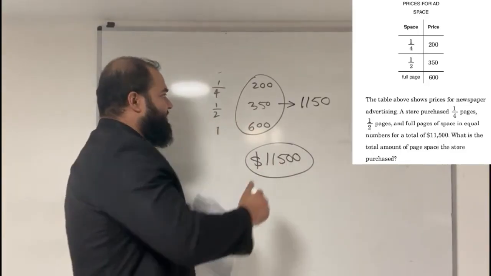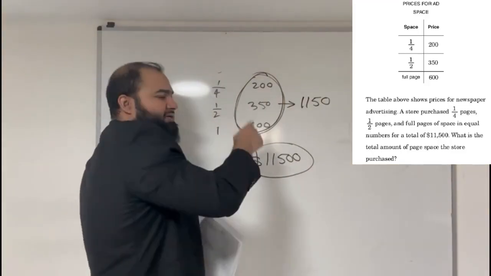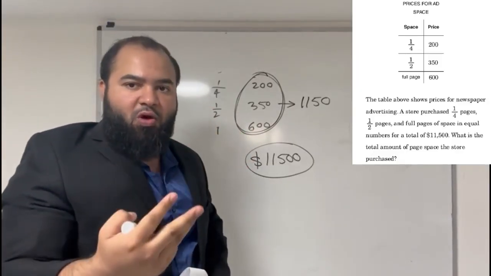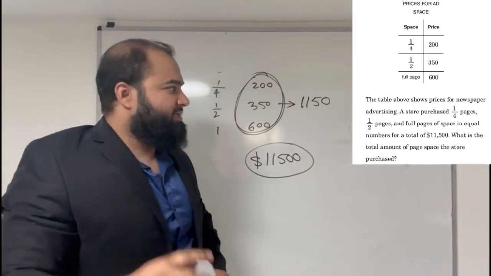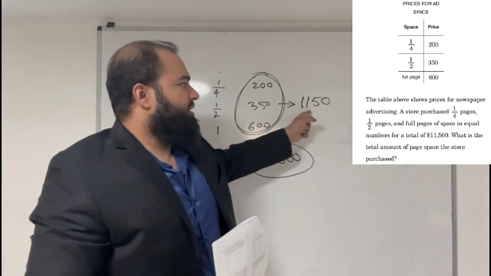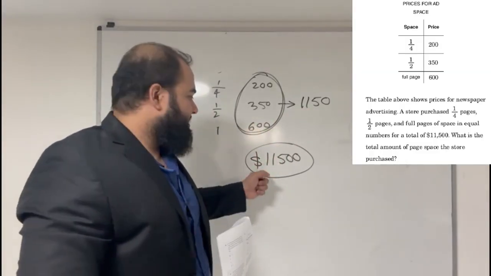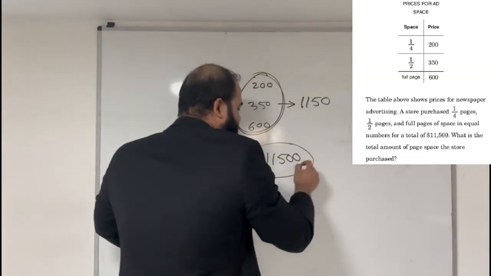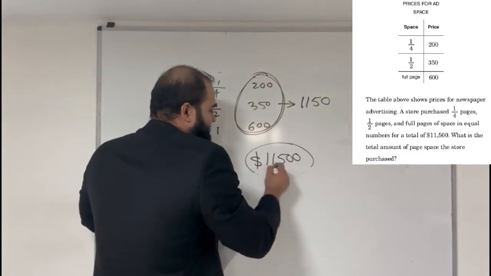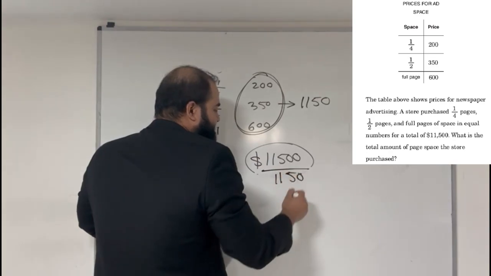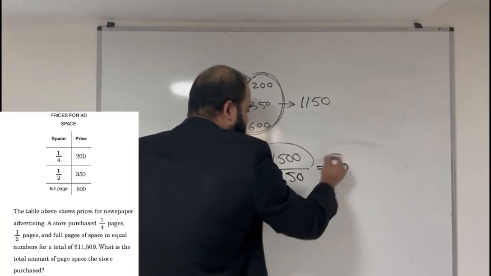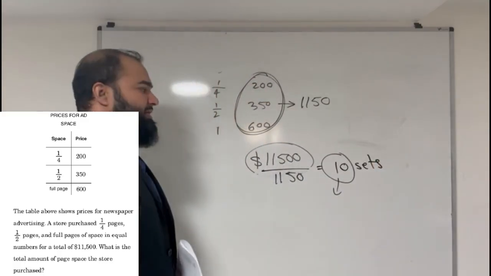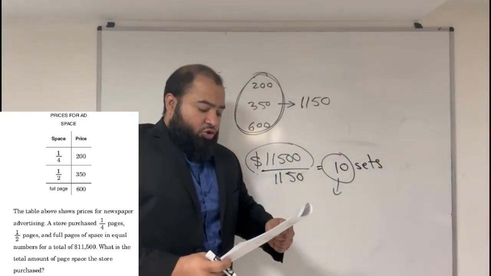So I'm going to say, okay, a set. A set means where you have 1/4, 1/2, and one full. That's called one set. So one set will cost you 1150. Now he paid 11,500. So you divide 11,500 by 1150, and the answer is 10. So technically he bought 10 sets. So look at the question.